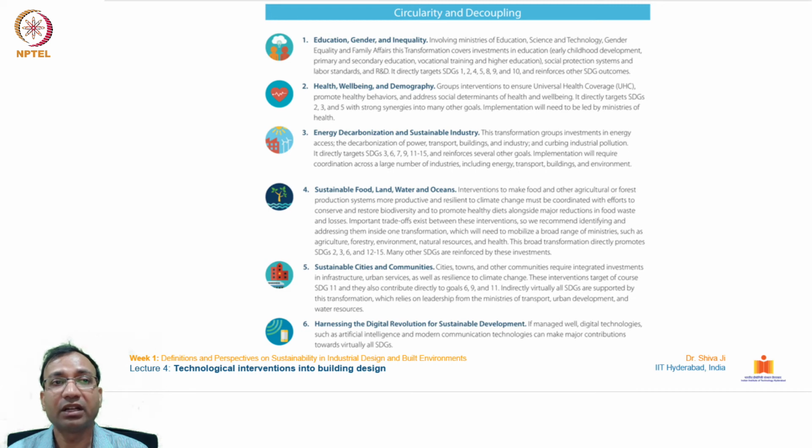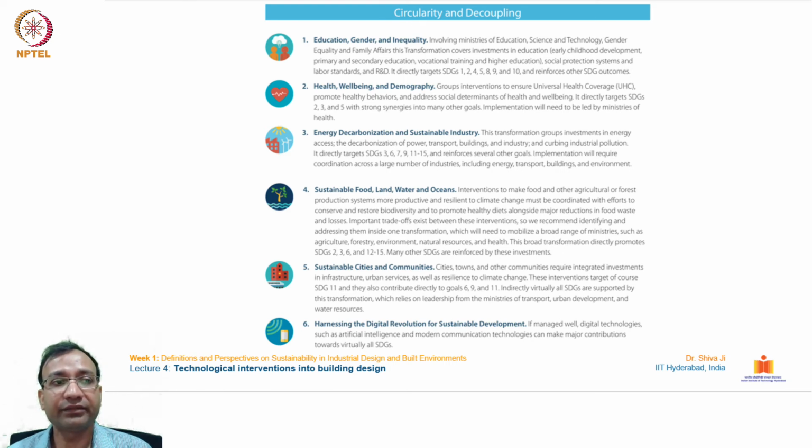The fourth one talks about sustainable food, land, water, and oceans. Here we see interventions to make food and other agriculture or forest production systems more productive and resilient to climate change, which must be coordinated with efforts to conserve and restore biodiversity and to promote healthy diets, alongside a major reduction in food waste and losses. Important trade-offs exist between these interventions. So we recommend identifying and addressing them inside one transformation, which will need to mobilize a broad range of ministries such as agriculture, forestry, environment, natural resources, and health. This broad transformation directly promotes SDGs 2, 3, 6, and 12 to 15. Many other SDGs are reinforced by these investments.